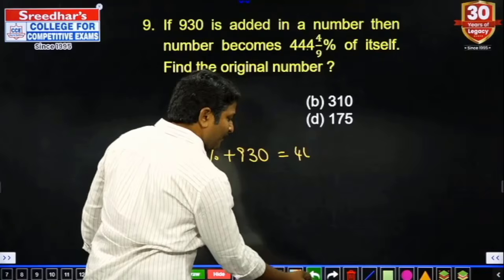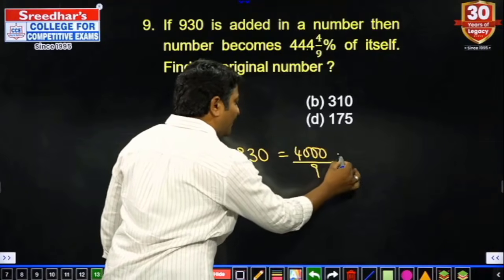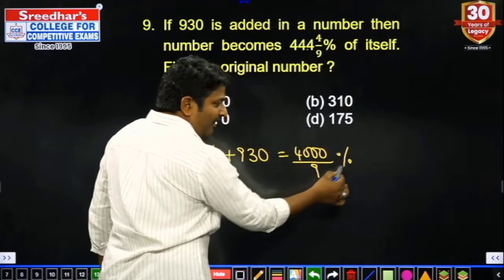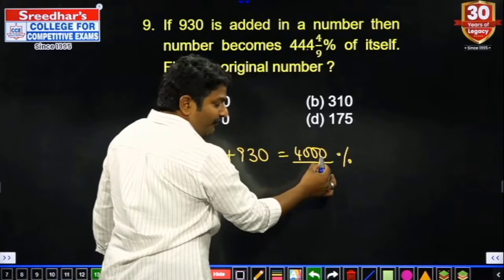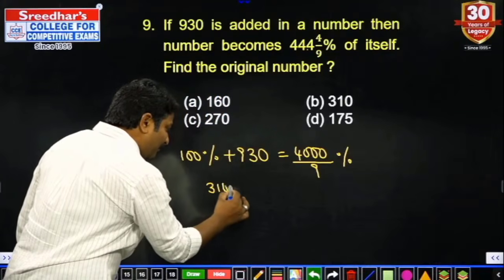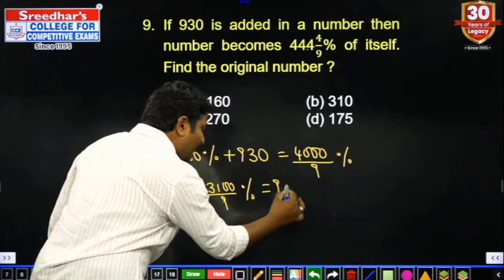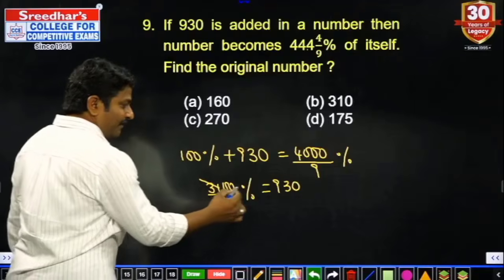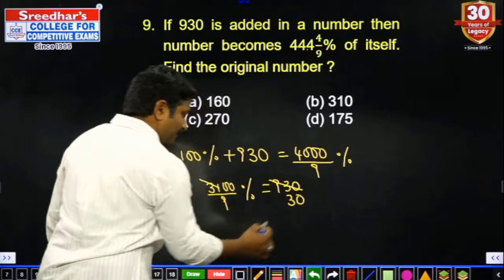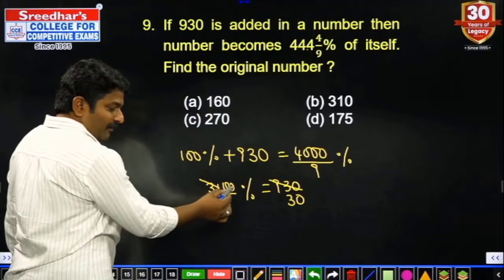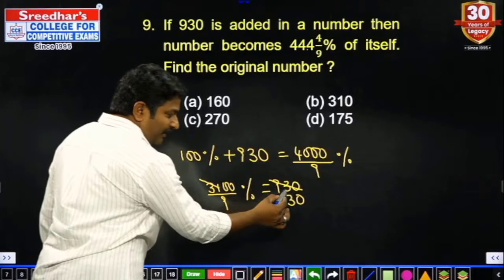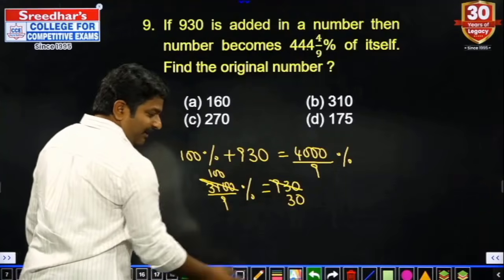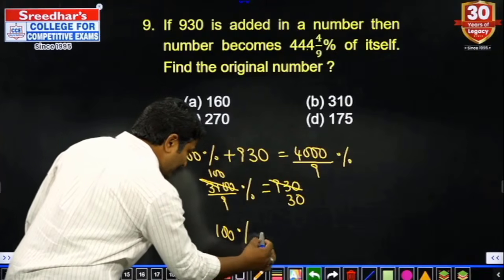Now let me write that. This is equal to 4000 by 9 percentage. 100% goes to the other side. Now if you take 9 common, 9 into 100%, 900%. 4000 minus 900%, 3100 by 9% is equal to 930. 31 once, 31 30 times. 31 one time and then you have 2 zeros, 31 30 times. Take 9 to the other side. Here in the numerator we have 31 100 times, 31 30 times. 9 goes to the other side. 100% is equal to 270.